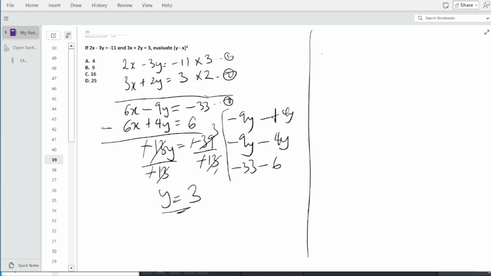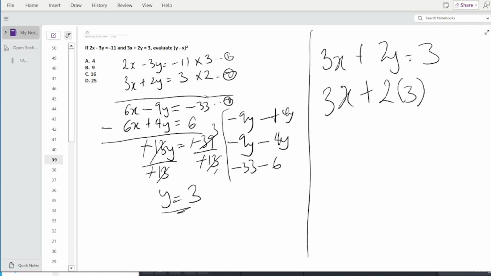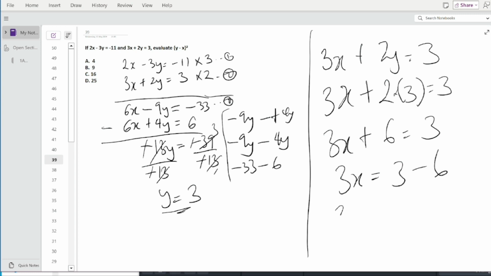So let's use equation 2, that looks easier. We have 3x plus 2y equals 3. The reason why it looks easier is because it's not having negatives like this. So we have our y to be 3, so we have 3x plus 2 times 3 equals 3. 3x plus 6 equals 3. We have 3x equals 3, then plus 6 crosses the equal to sign to the other side and becomes minus 6. We have 3x equals 3 minus 6, which will give us minus 3.